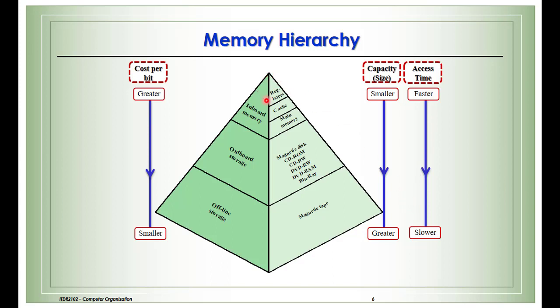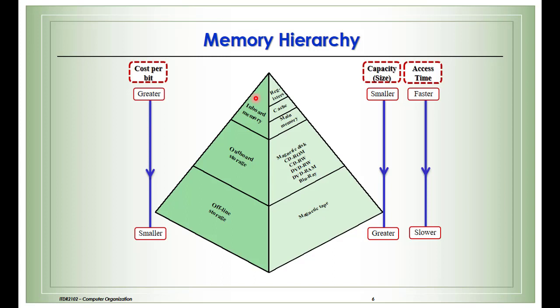So the fastest memory is the registers, which are placed inside the CPU, then the cache, then the main memory, etc. Now for the cost per bit, also if we move from the top to bottom, we are moving from greater cost to smaller cost, or from expensive to cheaper. So the register is the most expensive memory type.